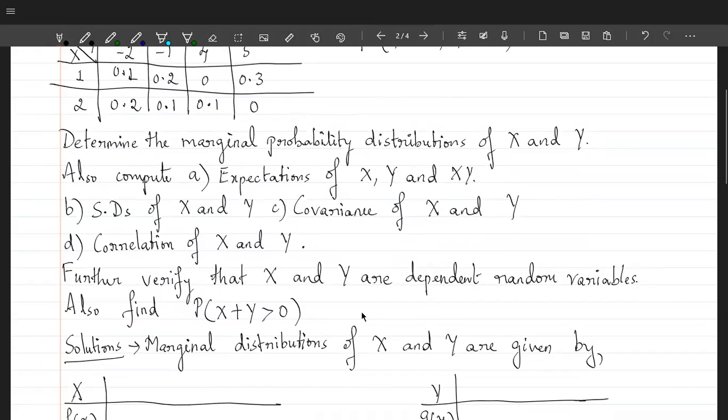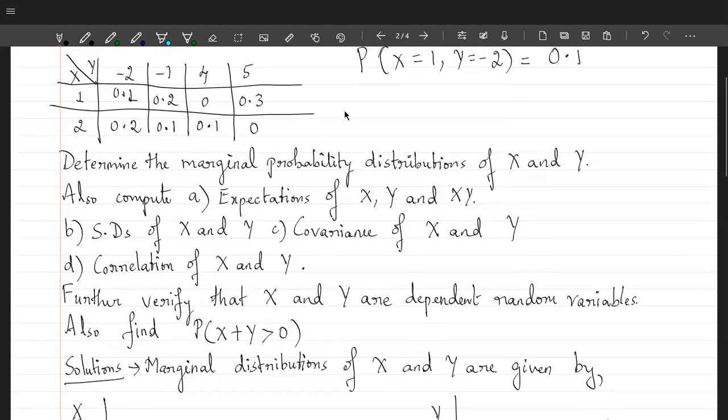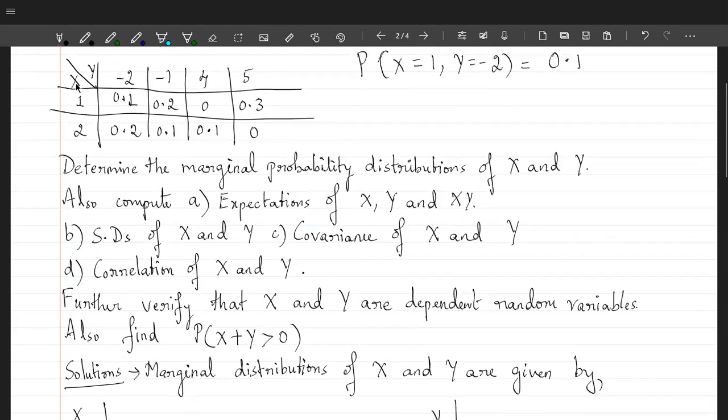Now, looking at this table, you have to get the marginal probability distributions of X and Y. To make the marginal probability distribution, what you need to know is the values which are taken by X. In this joint probability distribution table, the values taken by X are 1 and 2.